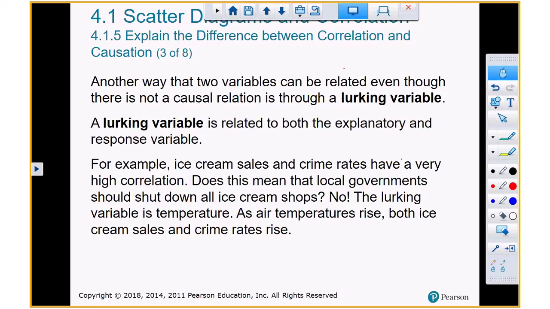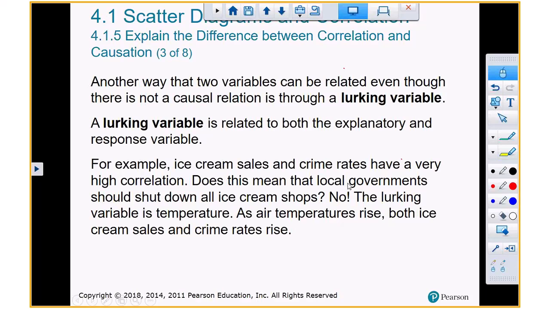The lurking variable is temperature. Yeah, because what do you do in the summertime as far as your house goes? You're on vacation, so crime rates would go up. Now that's a lurking variable. The lurking variable for drowning deaths and Rocky Mountain spotted fever would be what? The temperatures, the summer temperatures. Okay? So that's the lurking variable.